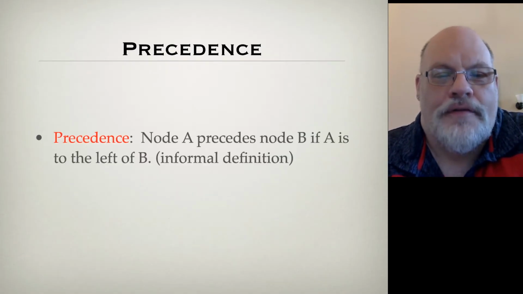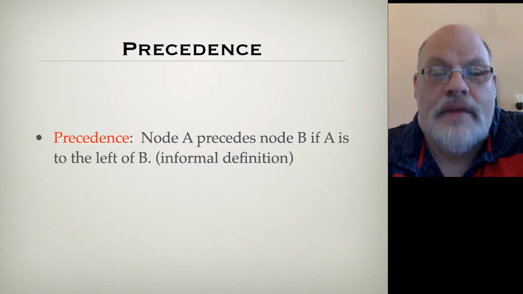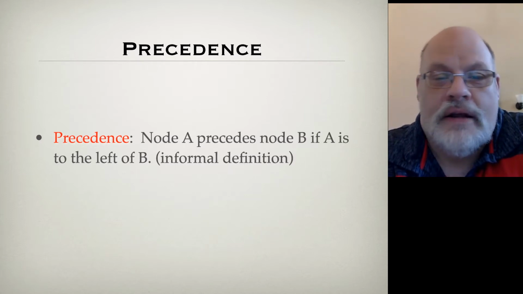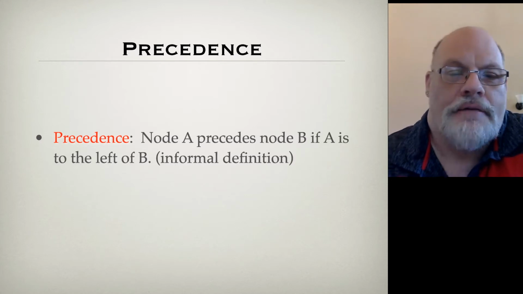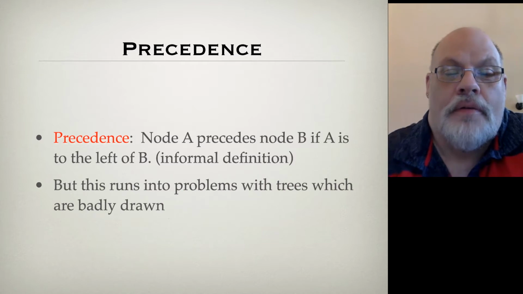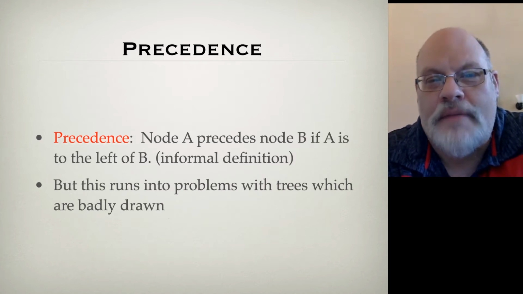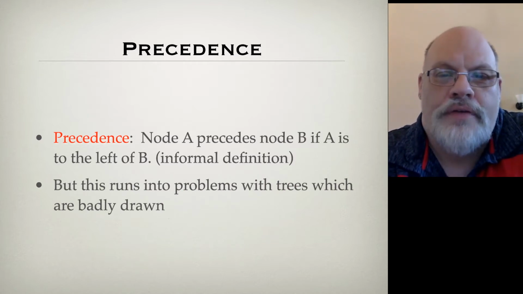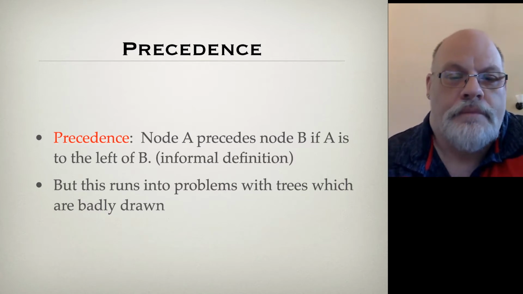So here's our first informal definition, and it sort of works. A precedes B if A is to the left of B, and you're writing in English, where you put the things you say first on the left. But this runs into problems with trees that might be badly drawn, or where you start to look at cases of constituent structures that are higher up in the tree.